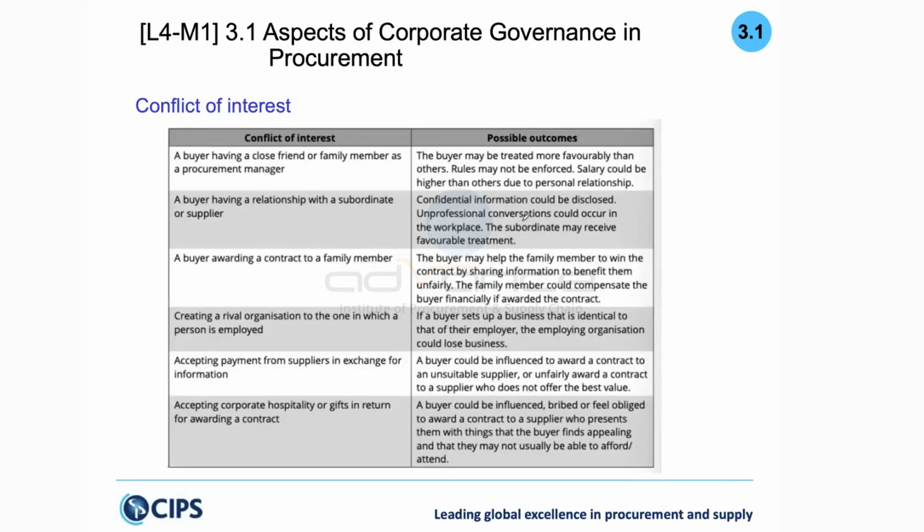So friend, relative, family member, you have created an organization in which you are a director, accepting hospitality gift in exchange of certain contract award. All these are examples of conflict of interest.